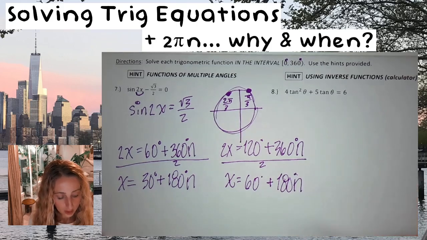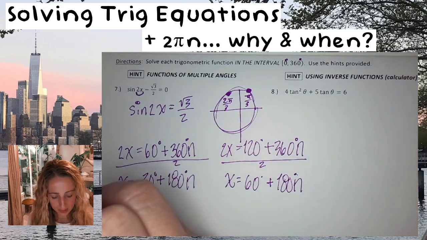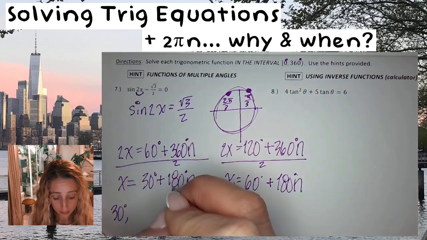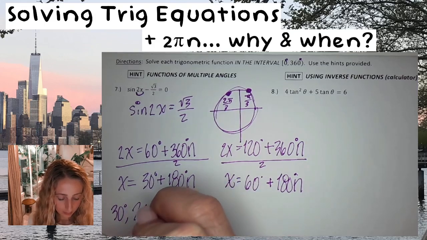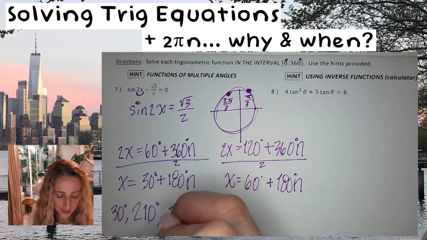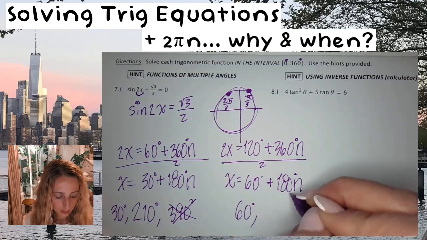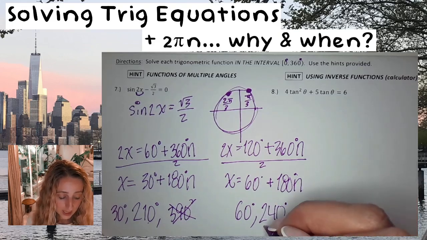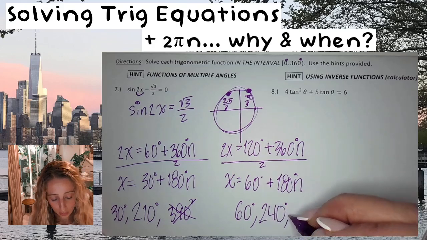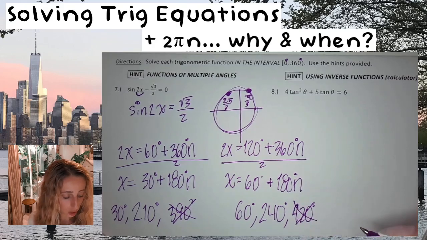Okay, so now what are these answers? If I got to get all my answers between 0 and 360. So here I get 30. If I add 180, that's 210. If I add 180 again, that's 390, but that's too big. Here, 60, add 180, that's 240. And if I add 180 again, that's 420, that's too big.